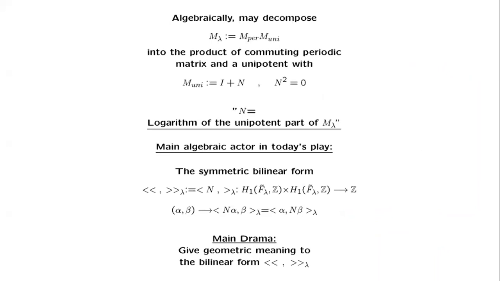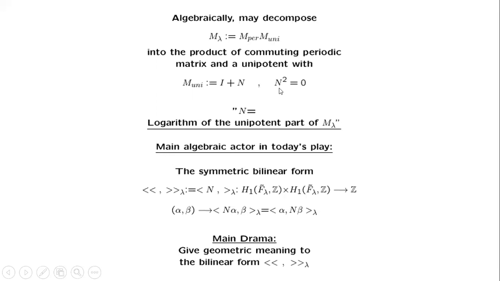So you're decomposing the function as a periodic and a unipotent matrix. A unipotent matrix is a matrix which has all eigenvalues one. So you have pushed all the eigenvalues to the periodic part, and you're left in the unipotent part with a non-periodic part. So this is an algebraic procedure to decompose the algebraic monodromy matrix. And so this unipotent matrix can be seen as the identity plus N.